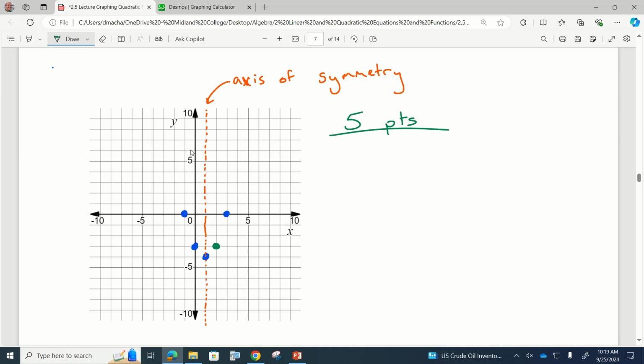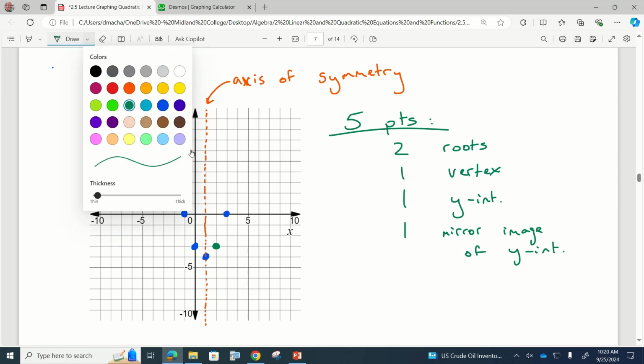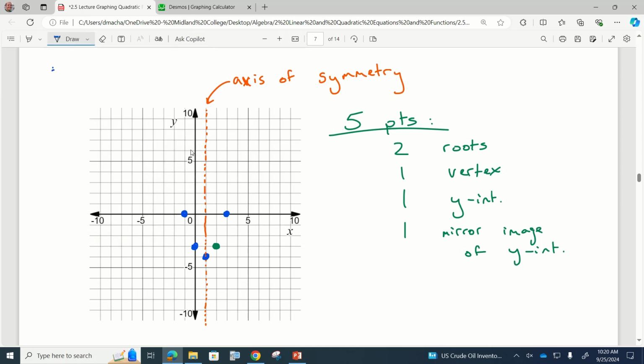And every time you should have 5 points that you can graph with. You've got 2 roots, which give you your 2 x-intercepts. You've got 1 vertex that you can plot. You've got 1 y-intercept, and then you've got 1 mirror image of the y-intercept. And that's what we have here. Once you're done plotting these 5 points, then you're ready to connect the dots like this.